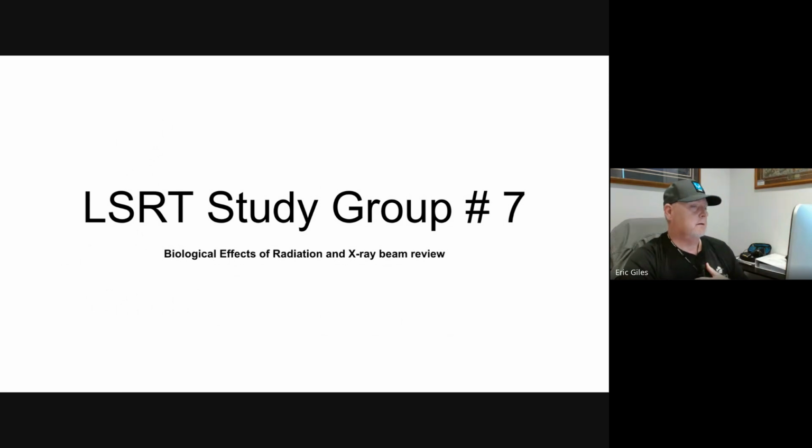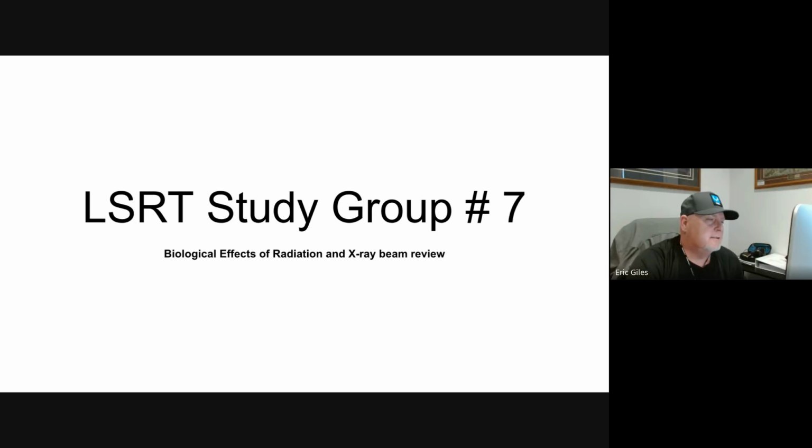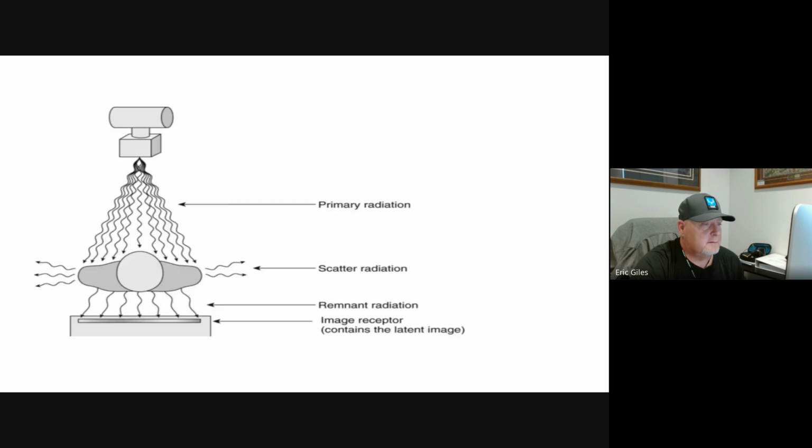Okay. So this is group number 7. LSRT group number 7, biological effects of radiation. And we're going to review a little bit of what we talked about last week, the actual X-ray beam. So this is the X-ray beam. This is what we talked about last week.